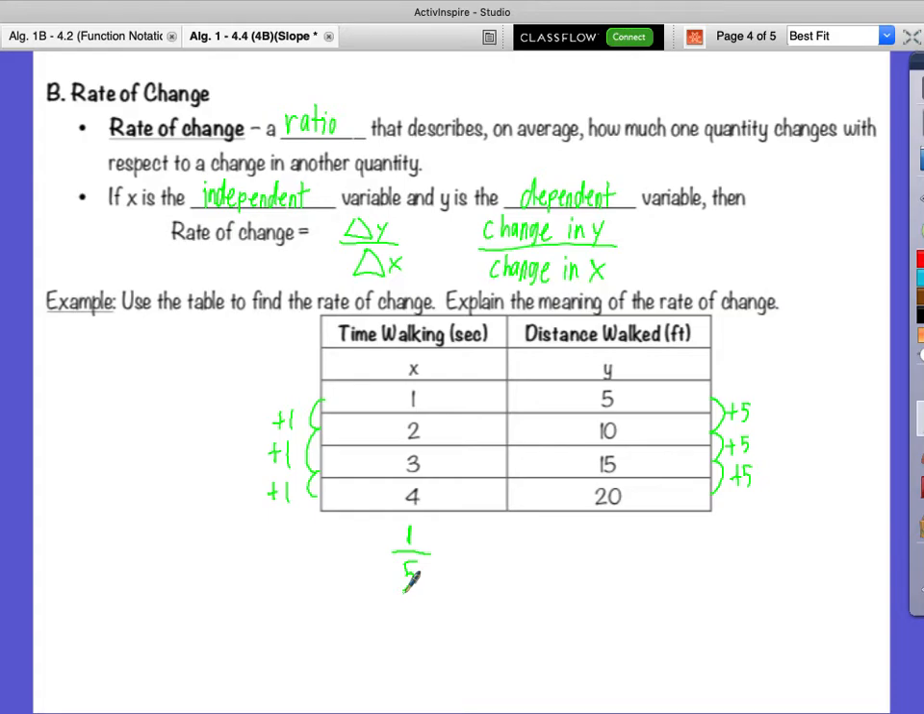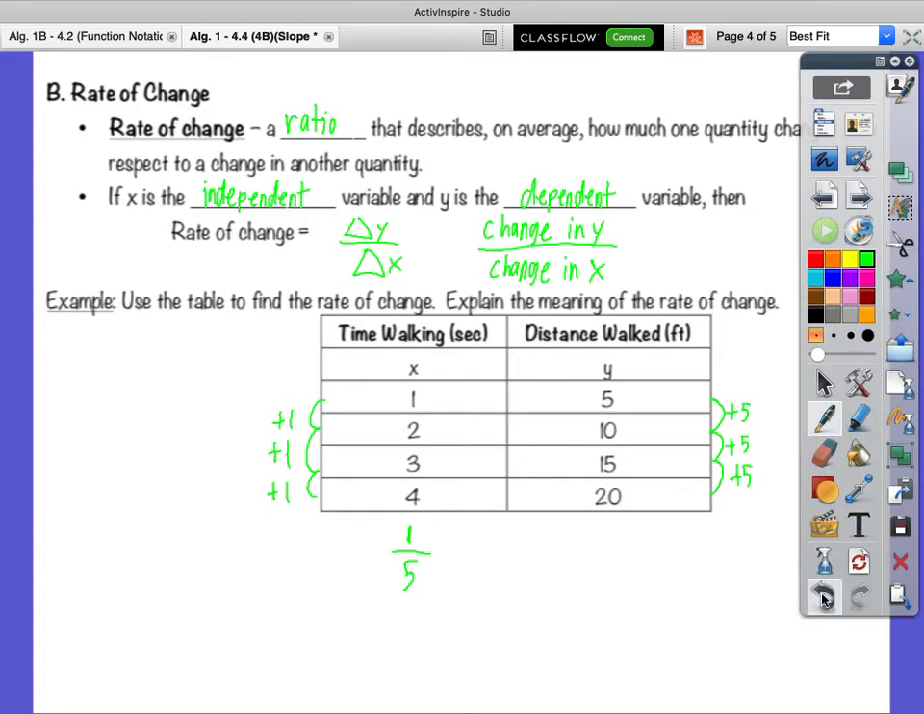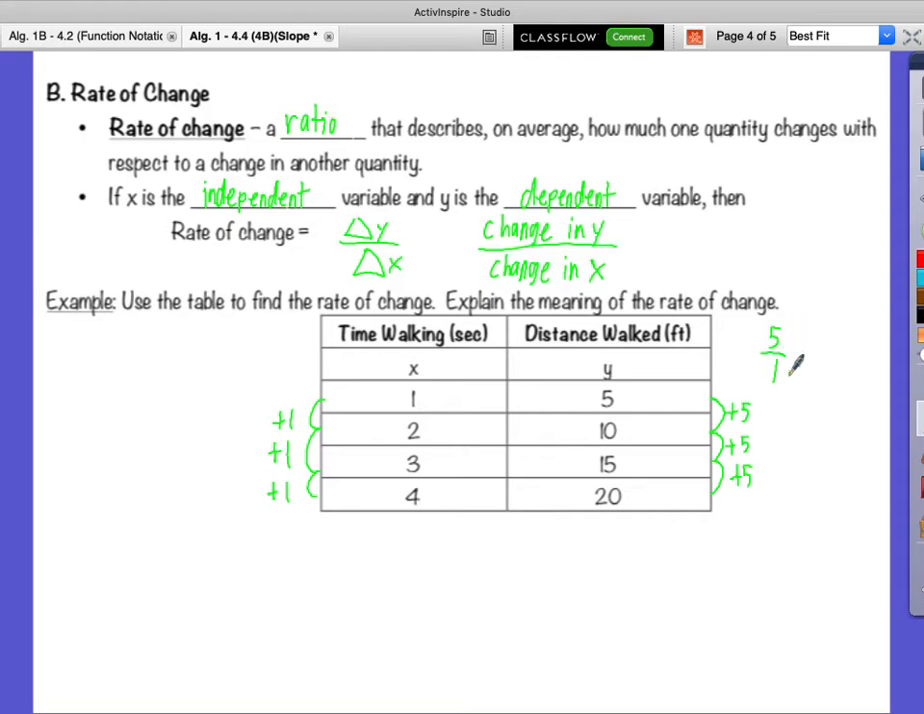And what that would mean, should be not 1 over 5, rather, what variable should we put on top? Y. So y, so it should be 5 over 1. For every 5 feet you walk, you have 1 second. So you walk 5 feet for every second, okay?